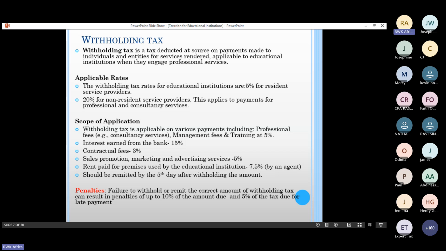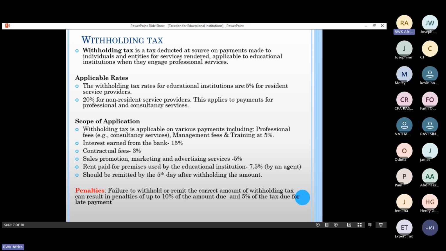Then you as the taxpayer, at the end of the year, declare that income under interest income, and there is no expense that you should deduct from that category of income. So the entire amount is subjected to 30%, but 15% has already been paid by the bank. Then you pay the remaining 15% to KRA. Then you have contractual fees at a rate of 3%.